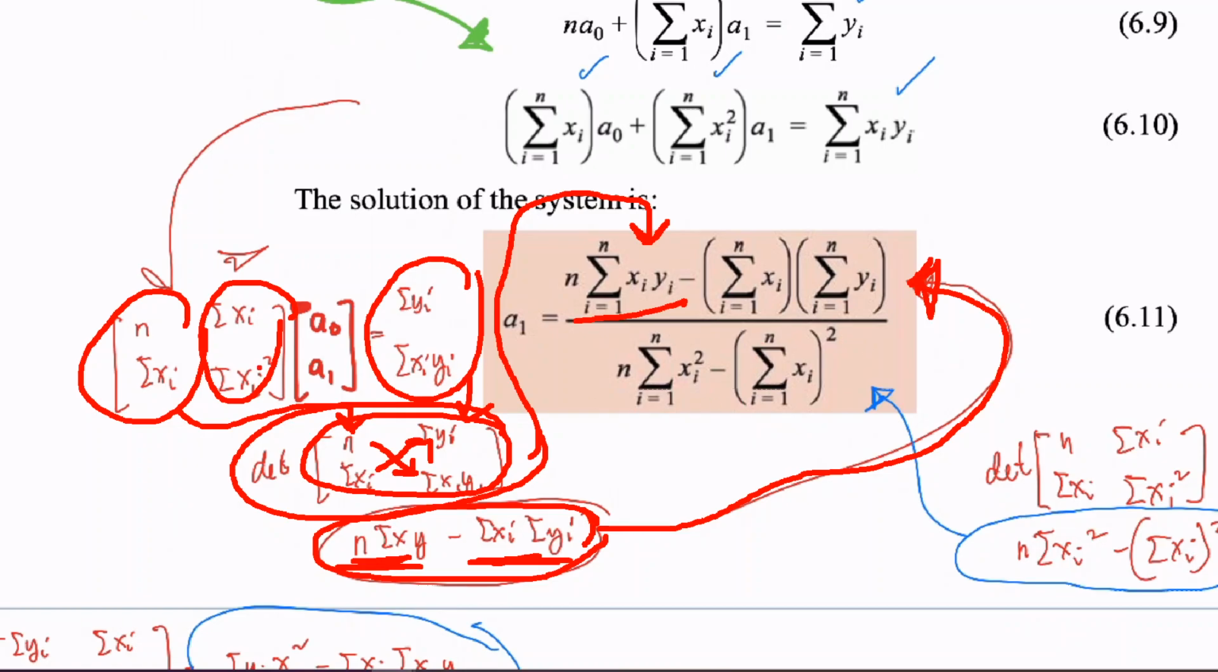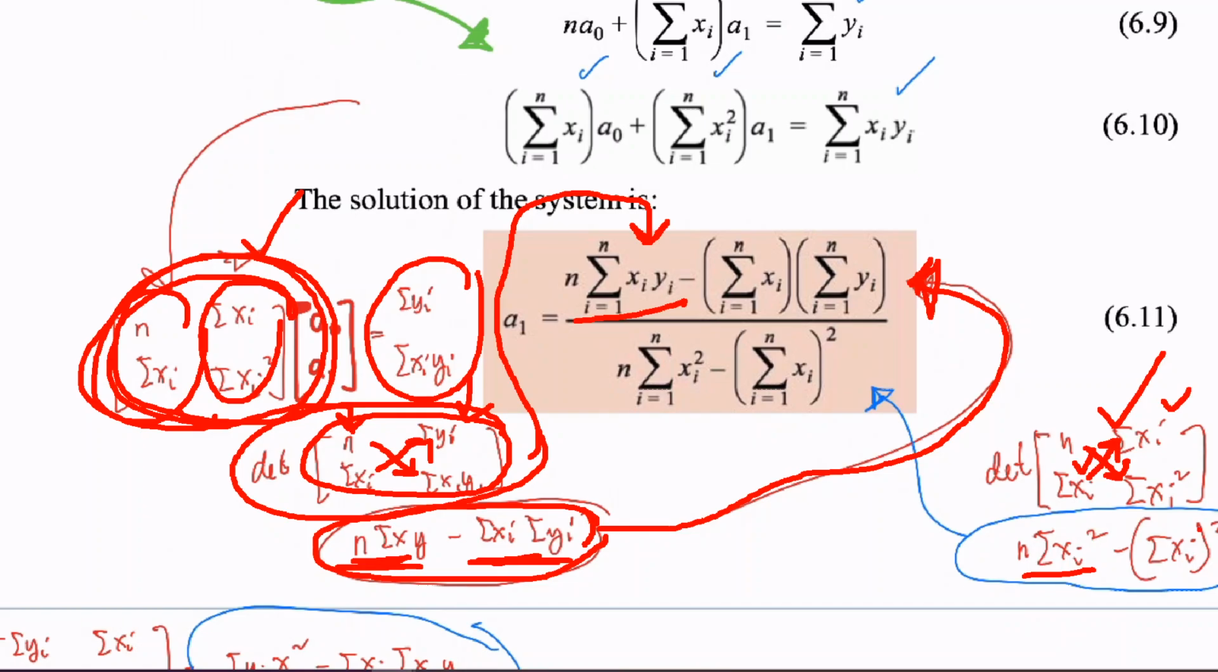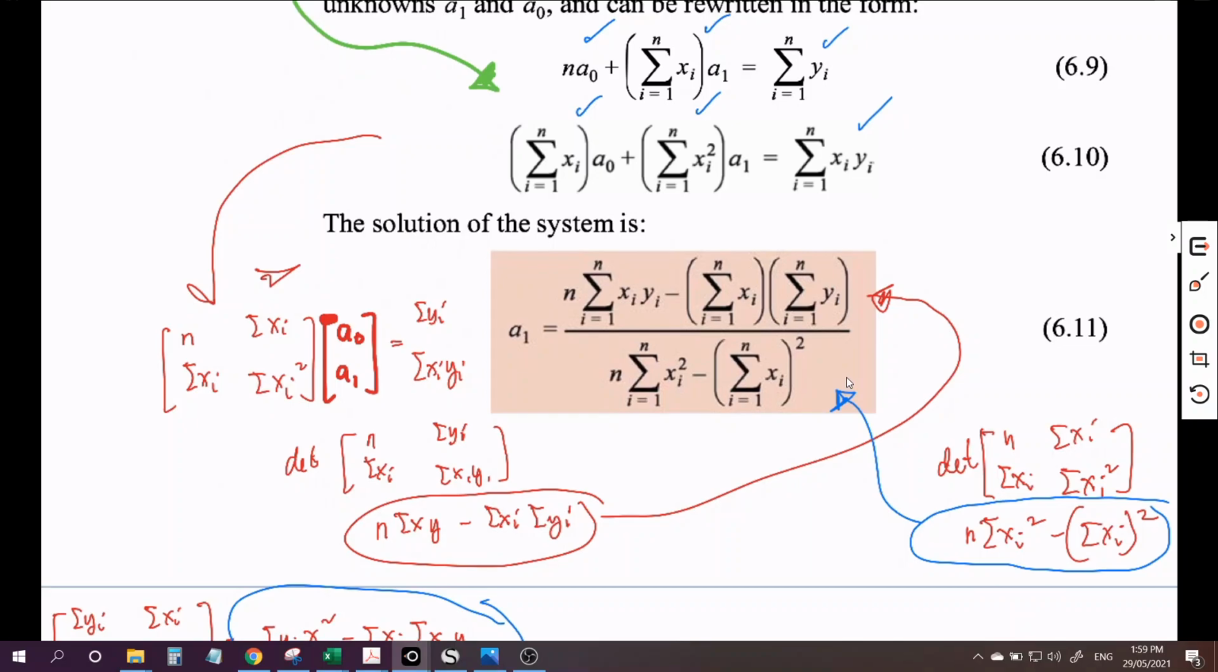Then to find your denominator, simply find the determinant of this. Okay, so I rewrite this here: n, summation xi, summation xi, summation xi squared. So n times summation xi squared, you multiply going down, then multiply this from here to here. Since they are both summation xi, that will be squared. So this whole thing is your denominator. So that's your a sub 1.